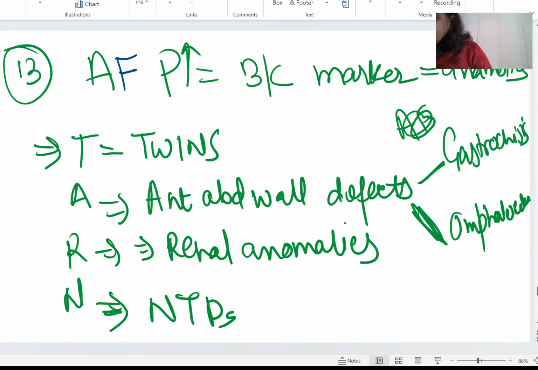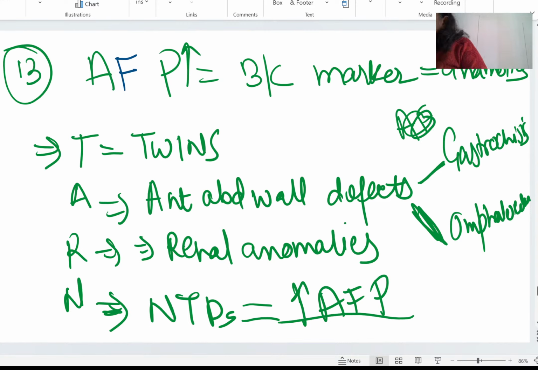And maximum it is in gastroschisis. Any other doubt? Please feel free to ask. Yes, every neural tube defect has increased alpha fetoprotein because membranes are exposed. Whenever the membranes are exposed, there will be increased alpha fetoprotein.